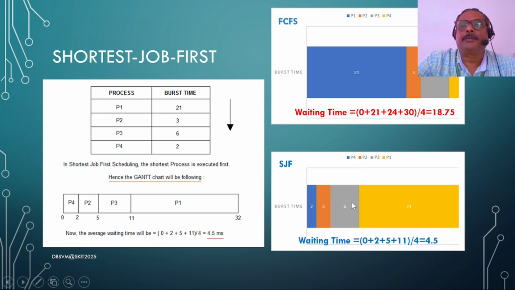But for the same problem, if we apply shortest job first, then the shortest job is 2, so P4 comes first, then 3, that is P2 comes next, then 6, then P3 comes next, and finally P1 comes. And if you look at it, the waiting time for P4 is 0, waiting time for P2 is 2, waiting time for P3 is 2 plus 3, 5, and waiting time for P1 is 2 plus 3 plus 6, that is 11. So the average comes to 4.5.